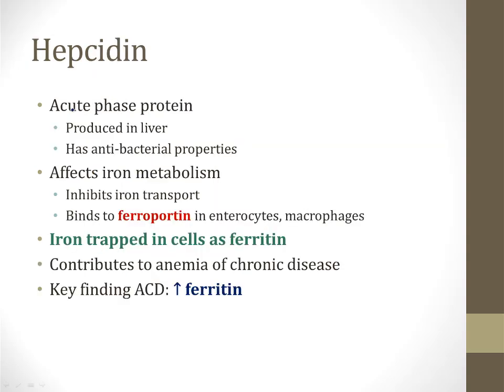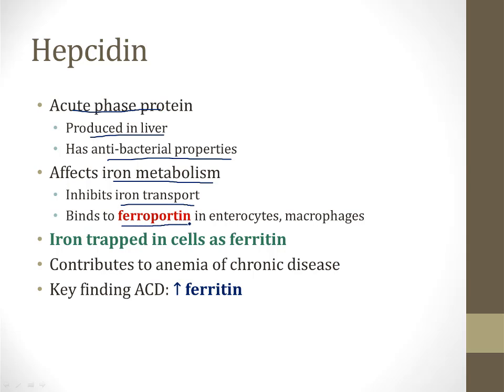So hepcidin is an acute phase protein. It's produced in the liver and it has antibacterial properties. That's believed to be the reason that its level goes up in settings of inflammation. But the reason it can contribute to anemia is that it affects iron metabolism. It inhibits iron transport by binding to ferroportin.